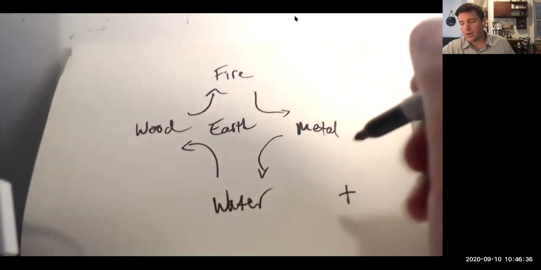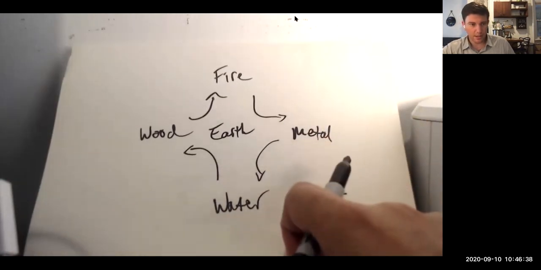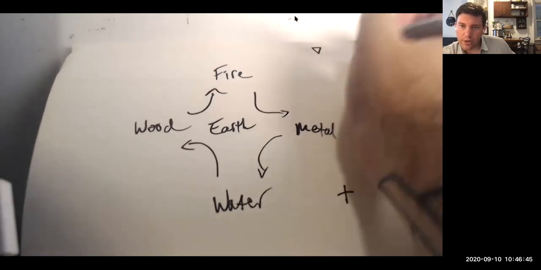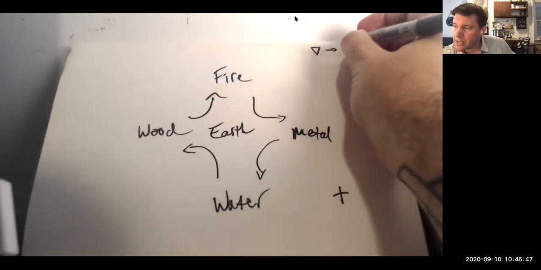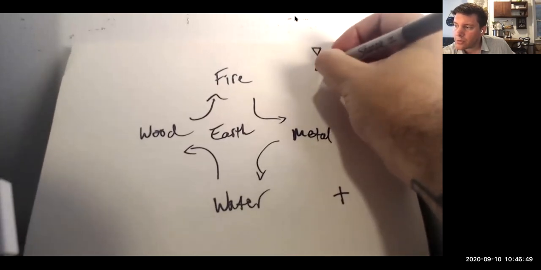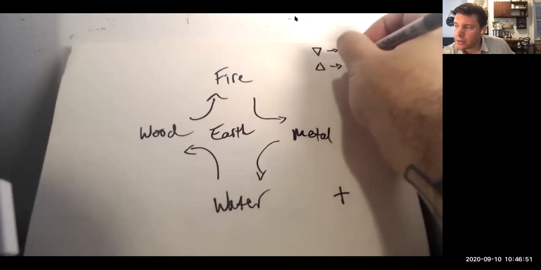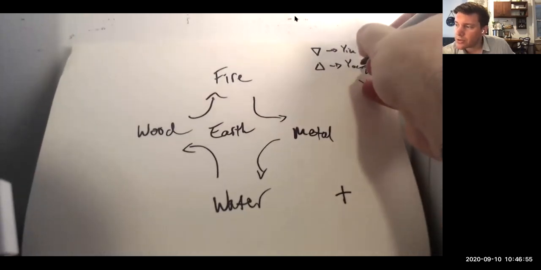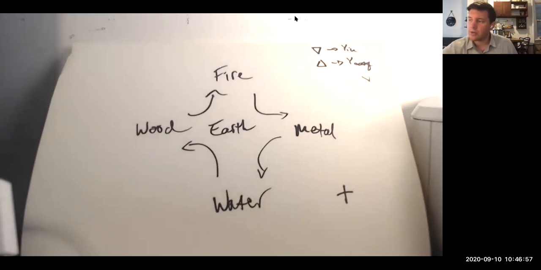What the celestial cross allows us to do is relate this to yin and yang directly. I'm going to be using a little bit of shorthand in this class. Downward pointing triangle is going to be yin. Upward pointing triangle is going to be yang. I would strongly recommend that all of you get comfortable using shorthand because you're going to be taking a lot of notes for quite a few years on a lot of material.